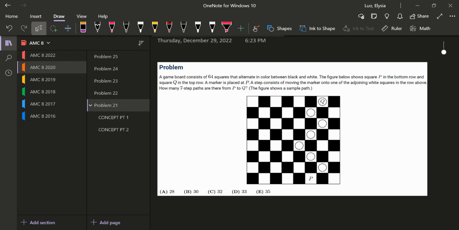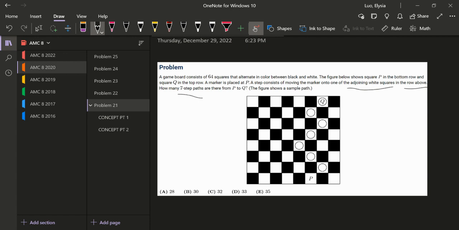Okay, let's read the question again, but let's underline some keywords. So, first of all, the game board consists of 64 squares that alternate in color between black and white. The figure shows square P in the bottom row and square Q in the top row. A marker is placed at square P. A step consists of moving the marker onto one of the adjoining white squares in the row above. How many 7-step paths are there from P to Q? So 7 steps, adjoining white squares, and row above. Okay, so what does this mean?